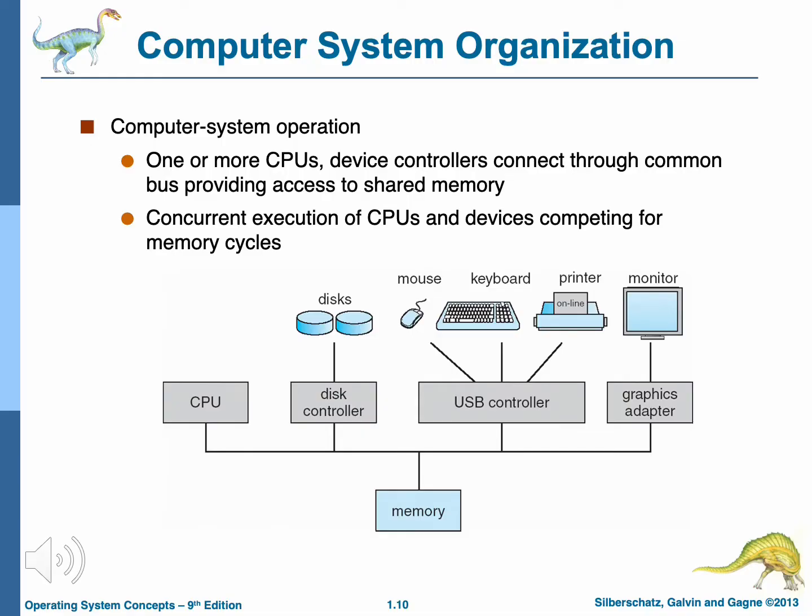A modern general-purpose computer system consists of one or more CPUs and a number of device controllers connected through a common bus that provides access to shared memory. Each device controller is in charge of a specific type of device, for example, disk drives, audio devices, or video displays. The CPU and the device controllers can execute in parallel, competing for memory cycles. To ensure orderly access to the shared memory, a memory controller synchronizes access to the memory.